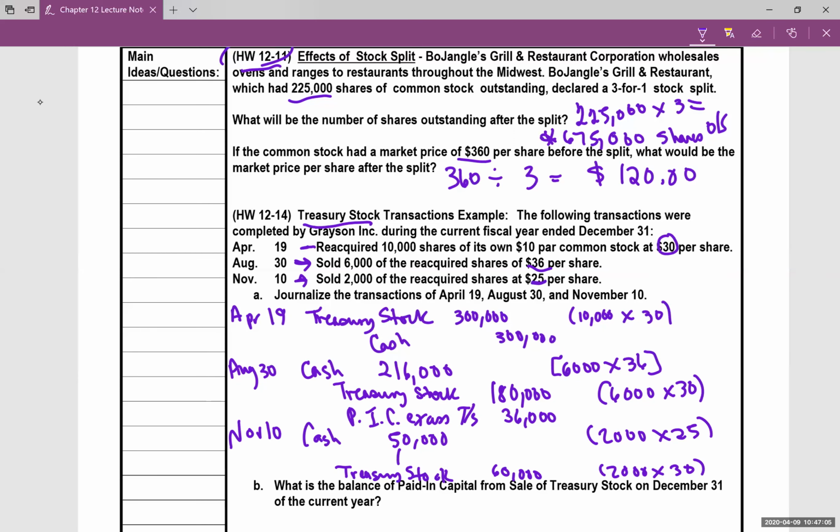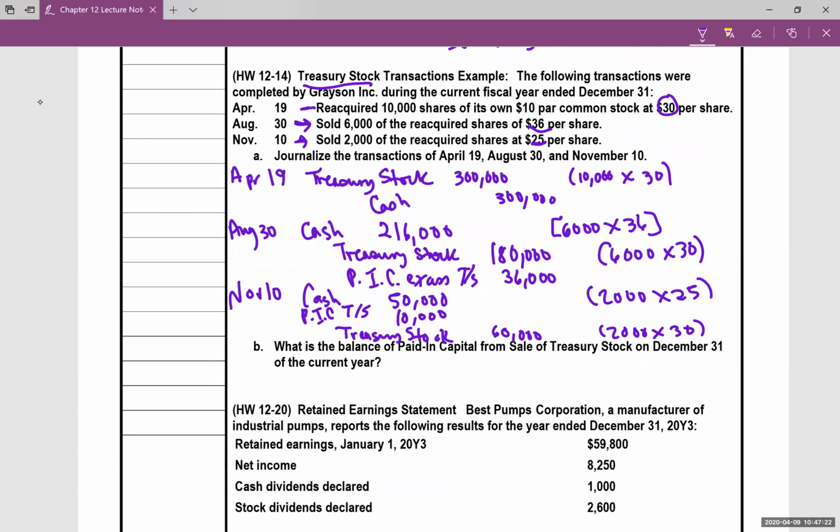And it does have to be a debit. And in this case, paid in capital is going to be a debit. So it's paid in capital, excess treasury stock. Gets the debit there. Okay. Then question B says, what is the current balance of paid in capital from the sale of treasury stock on December 31st? So if you look at this, paid in capital had a credit of 36,000 from that August 30th. And then they sort of ate away at that on the November 10th. So the balance is 26,000.